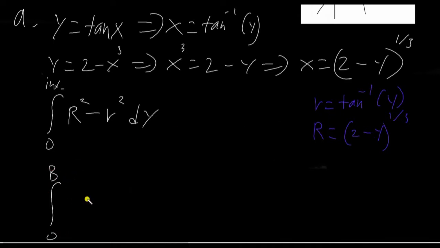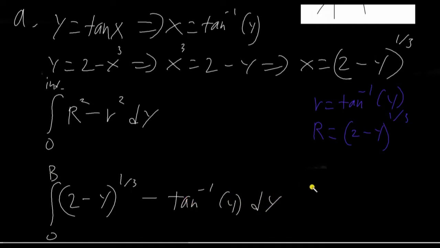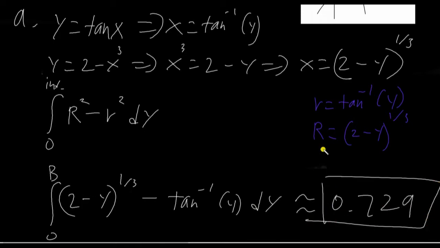And then we know our big R is 2 minus y to the 1/3. And then we know our little r, the inverse tangent of y, dy. And then you put this in the calculator, and you're going to get approximately 0.729. And that is our final answer.